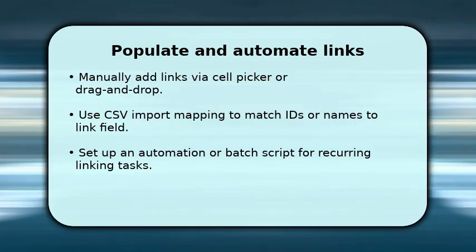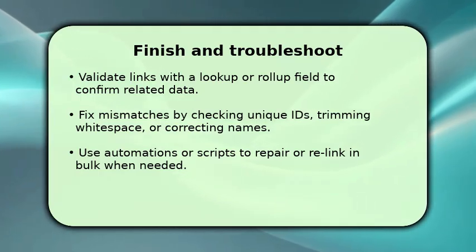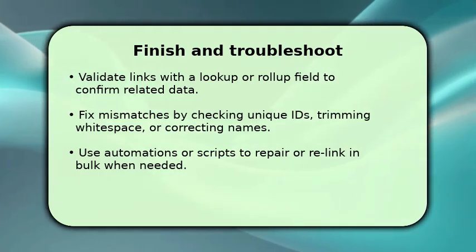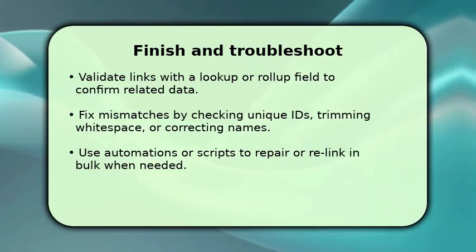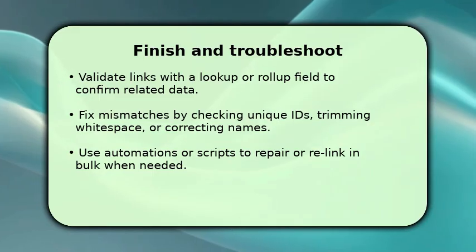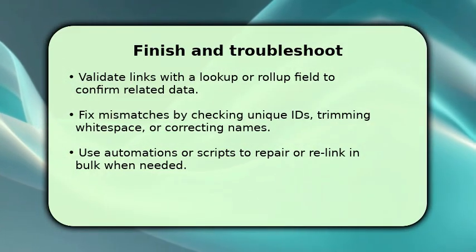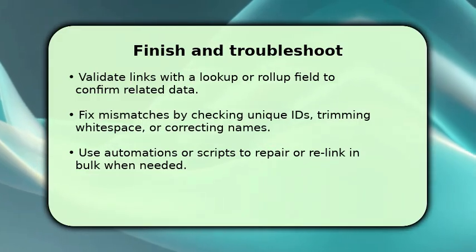To finish, verify the links by adding a lookup or rollup field that surfaces related values. This proves relationships work as intended. If links fail, check for mismatched unique ID, extra spaces, or duplicate names. These are the common culprits. Once done, clean data and re-import or run a repair script to relink in bulk.